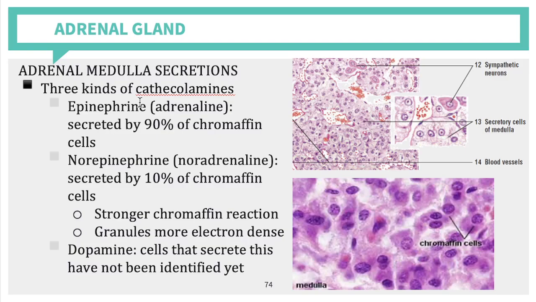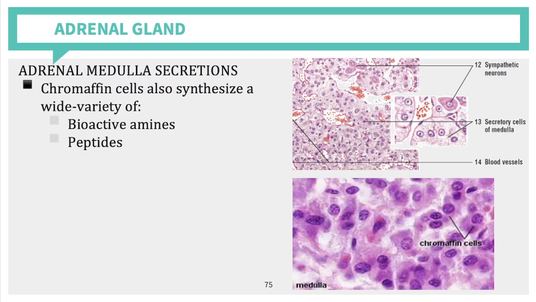Okay, again, you have three kinds: epinephrine, norepinephrine, and dopamine. Sorry, your dopamine, not dopamine cells. Remember, you're familiar with epinephrine and norepinephrine, the fight or flight response hormones. Your chromaffin cells can also synthesize a wide variety of products, such as your bioactive amines and even your peptides.